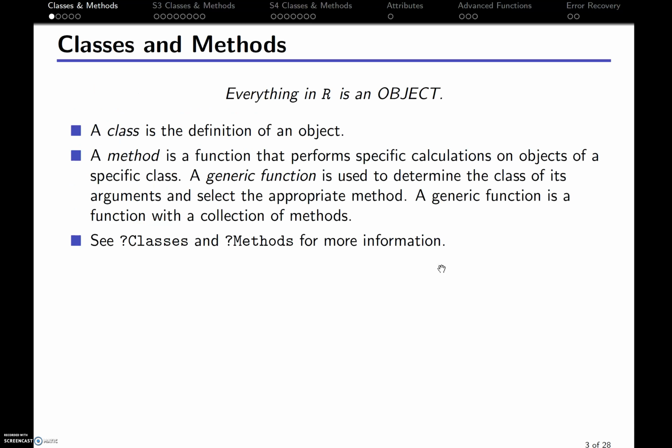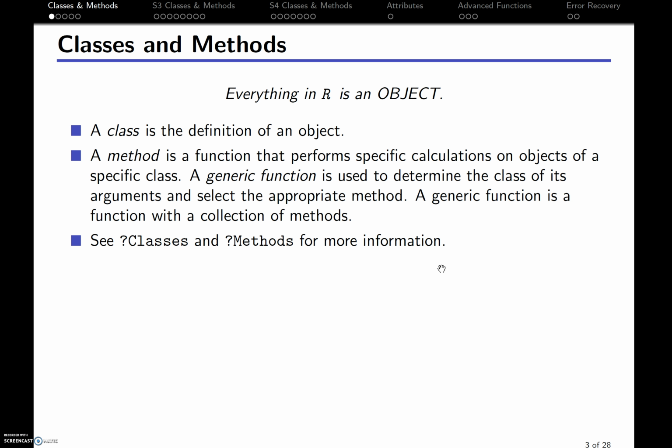So remember, everything in R is an object. A class is just that definition of an object. It's kind of like a classification system, a taxonomy, as you will. Okay, so a method in R is just a function that performs something on an object of a particular class. So a generic function is used to determine the class of its arguments and select an appropriate function or method. And then a generic function is going to have a collection of methods.